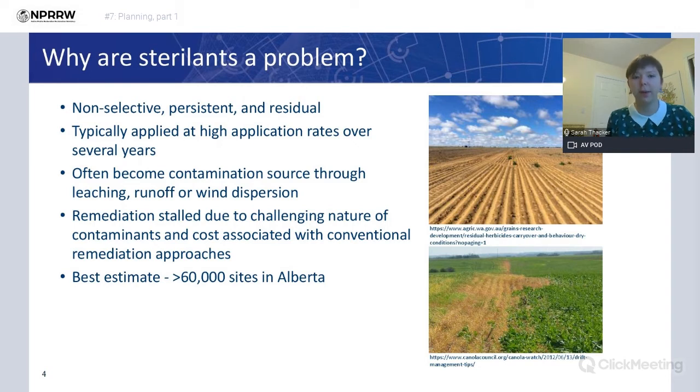So sterilants are problematic because of those three main characteristics talked about, which make it difficult to deal with. They were also typically applied at very high application rates, multiple years, which means that there's a bit of these compounds in the soil.